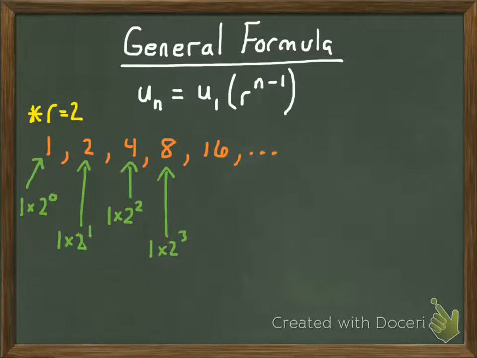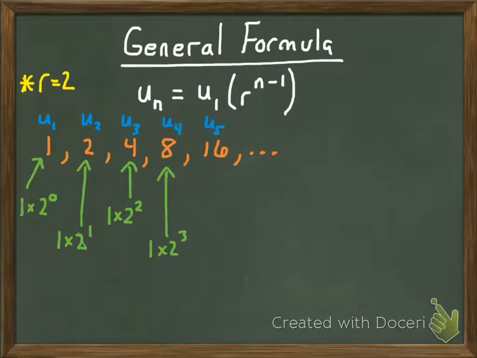And what I want you to notice is how the exponent here compares to the term numbers. So let me write those term numbers. And what you ought to notice is that the exponent that goes along with the common ratio is one less than the term number every step of the way. For the first term, that's a 0. For the second term, that's a 1. For the third term, it's a 2. For the fourth term, it's a 3. Always one less than the term number.